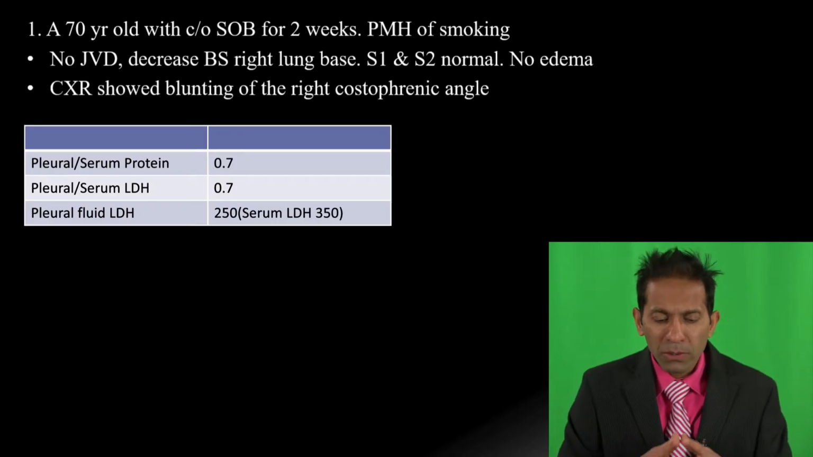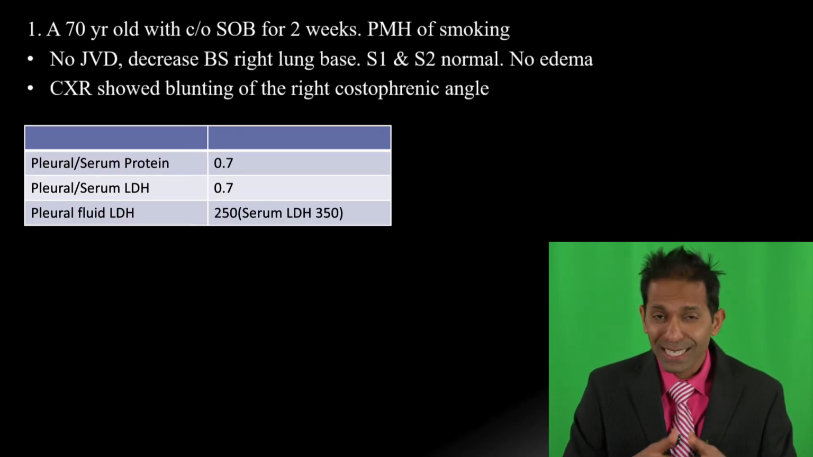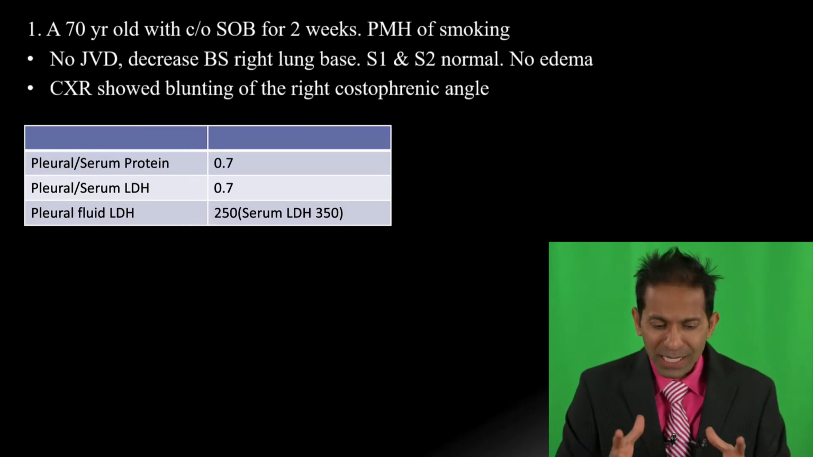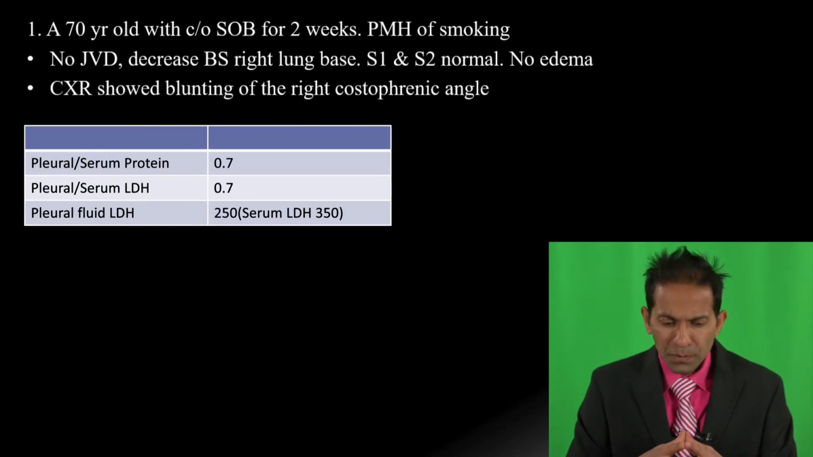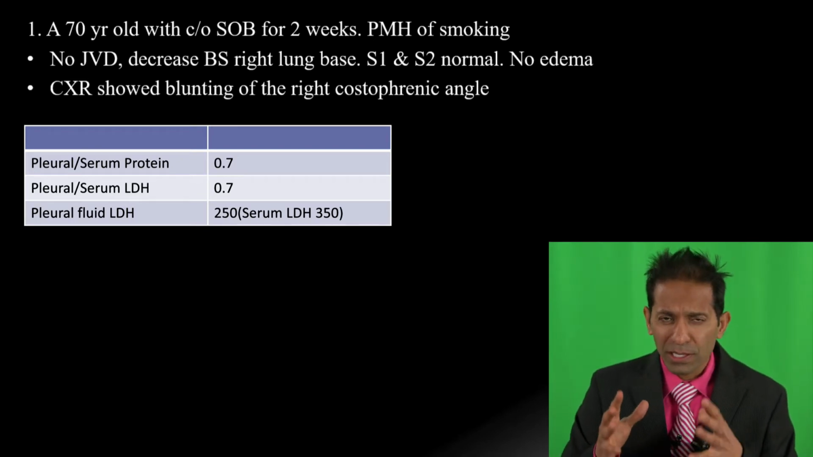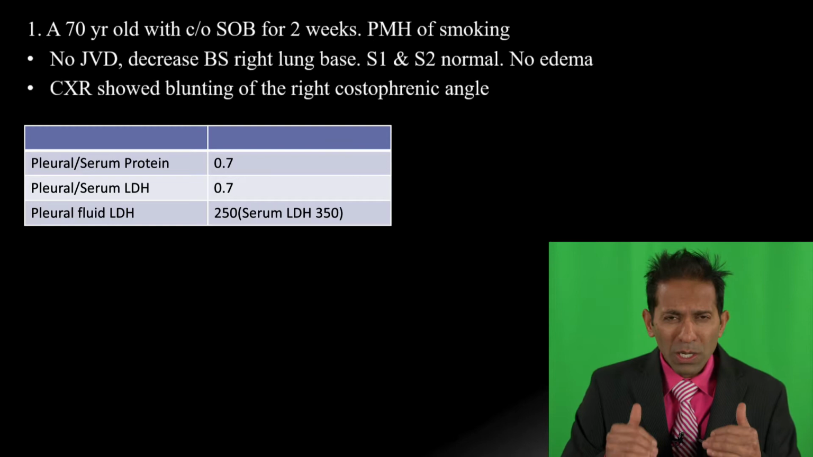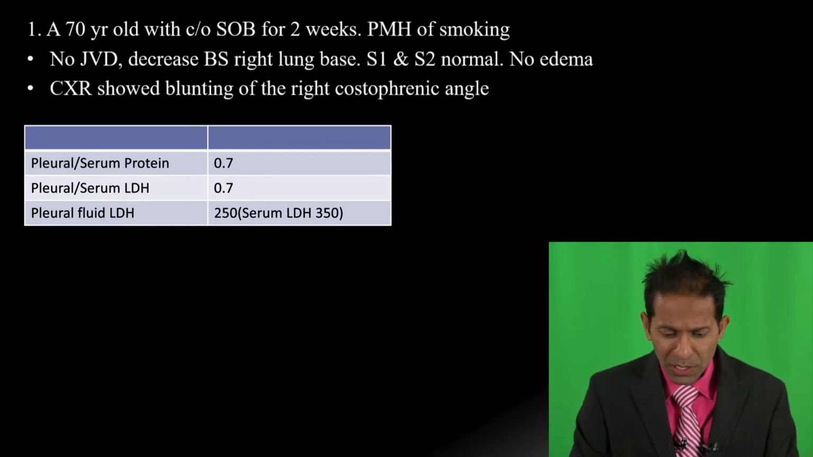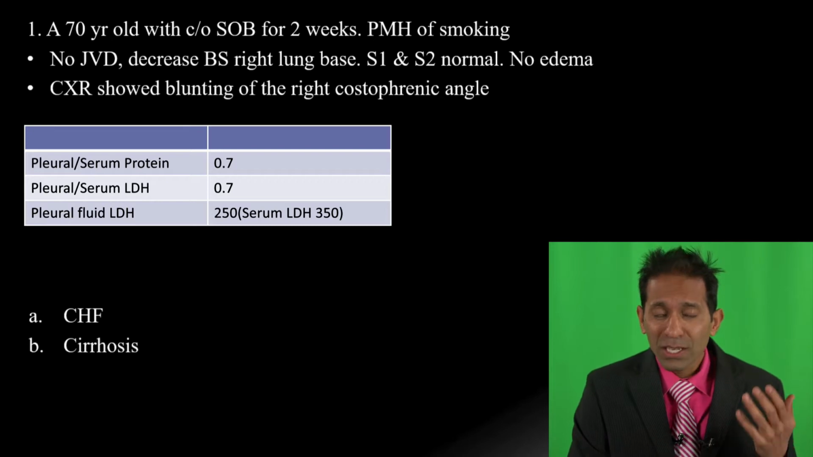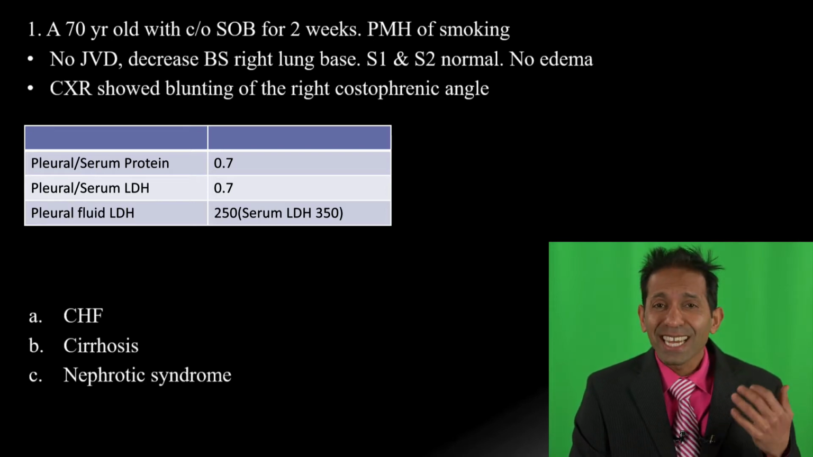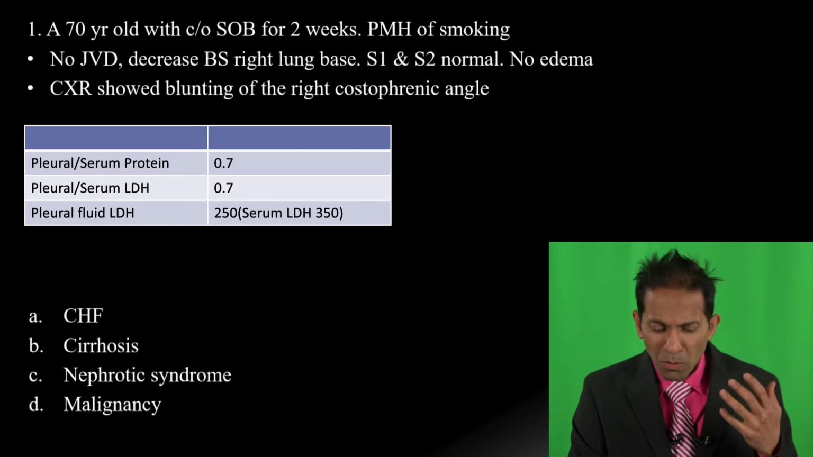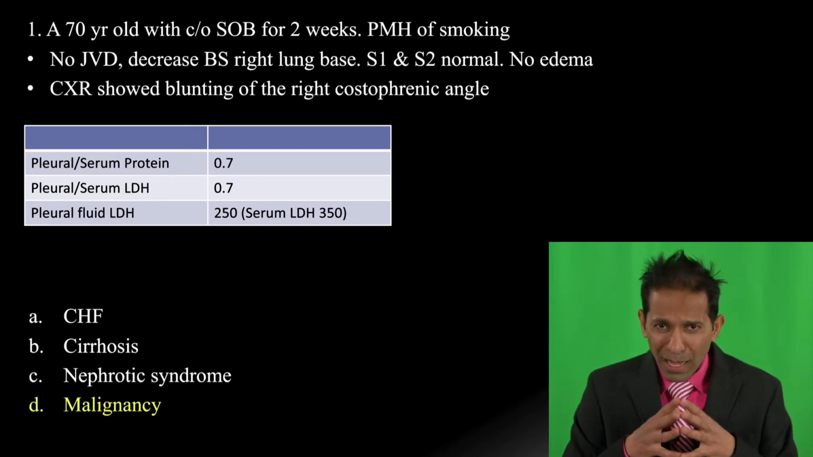So his pleural to serum protein ratio is 0.7, and pleural to serum LDH ratio is approximately 0.7. His pleural fluid LDH is 250 and serum LDH is 350. So what is the most likely diagnosis in this patient? Option A, congestive heart failure. Option B, cirrhosis. Option C, nephrotic syndrome. Option D, malignancy. So most likely this is malignancy.